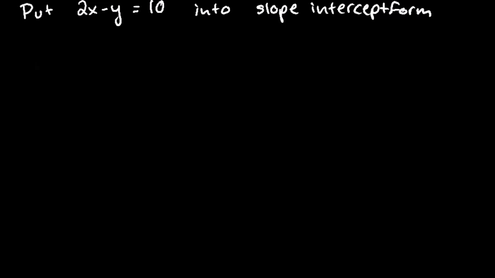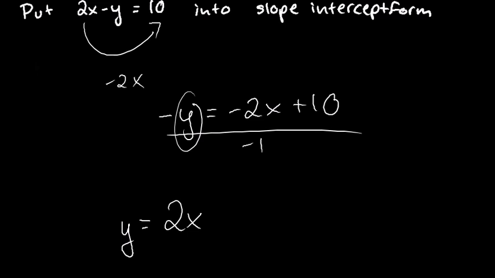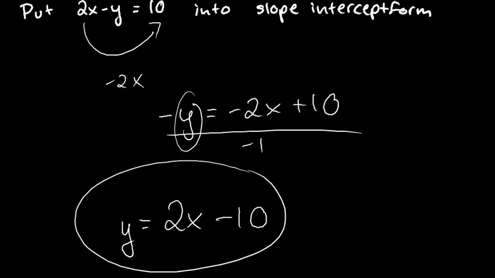Put 2x minus y equals 10 into slope-intercept form. So you guys are going to need to be able to manipulate all of these different forms. And in order to do that, I know that slope-intercept, I should end up with a y equals something. So I need to move my x to the other side. So I'm going to go ahead and subtract 2x from both sides. Get negative y equals negative 2x plus 10. And then I need to divide by that negative 1 in order to get my plain y. So when I do that, that flips my signs. y equals 2x minus 10 is your final answer.